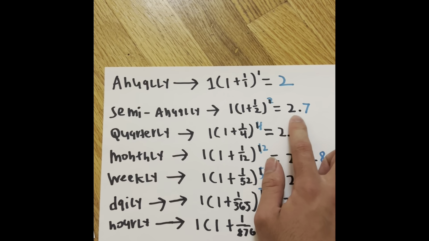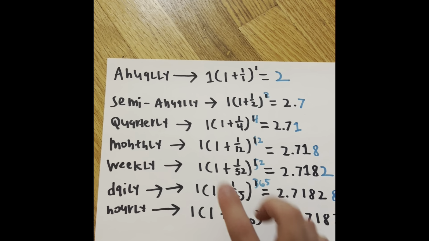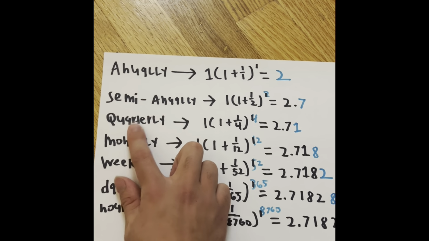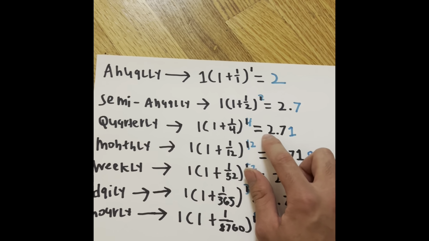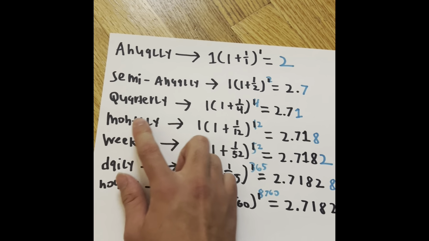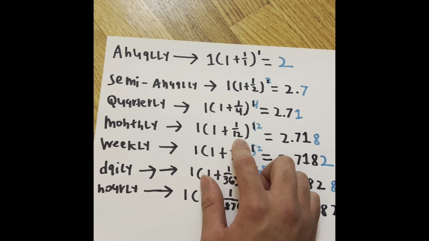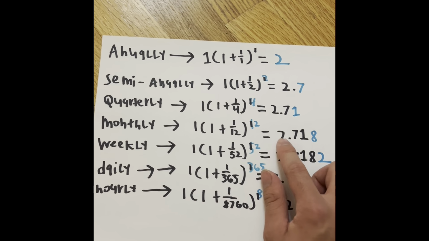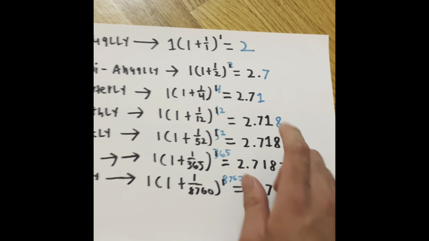No, $2.70. Funny. For quarterly, when you do the formula, invest $1, $2.71. Monthly, when you compound by 12 in just 1 year, you get this crazy decimal 2.718.